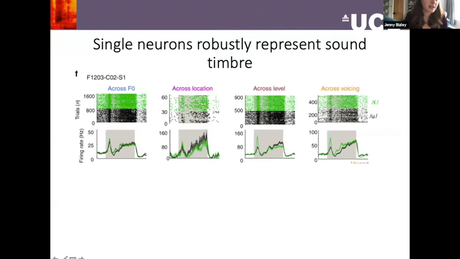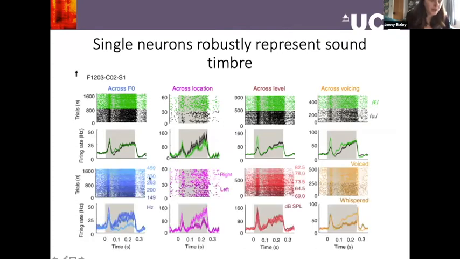And across this whole set of sounds, these sounds are varying in pitch. These are varying in level, in location. These are varying in level. And these last ones are varying in voicing. And you can see that if you zoom in on the onset response here, in each case, the green sound, the air, is eliciting more spikes at the onset than the oo. So this looks like a good candidate neuron for some kind of invariant representation of timbre.